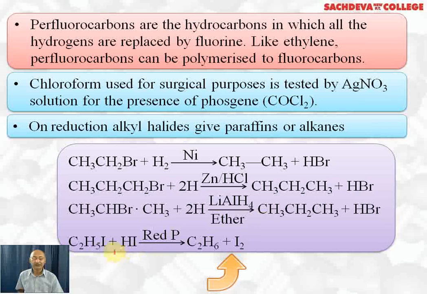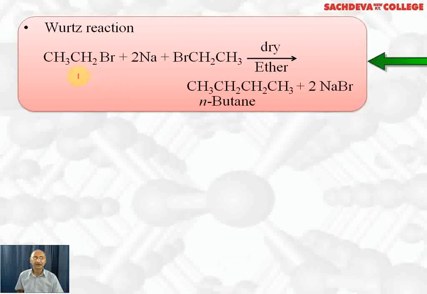HI is a good reducing agent. It will reduce ethyl iodide to ethane and iodine. We use red phosphorus to remove iodine so that the backward reaction does not take place. Wurtz reaction: as we have already done, bromomethane reacts with sodium metal. With another bromomethane, that is 2 moles of bromomethane, 2 NaBr is removed, and we get normal butane plus 2 NaBr.